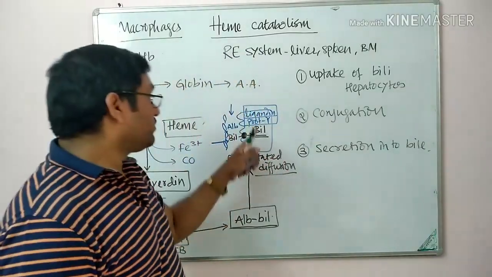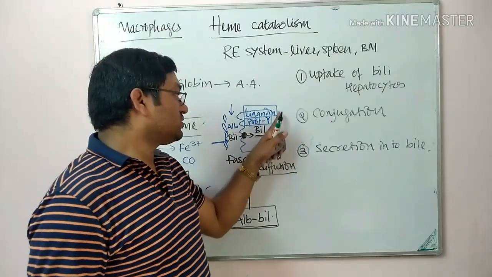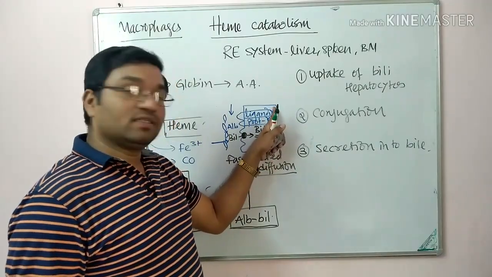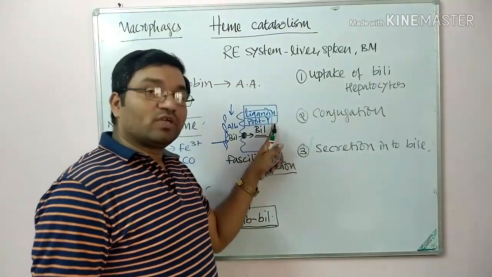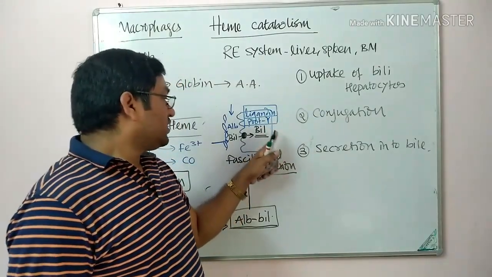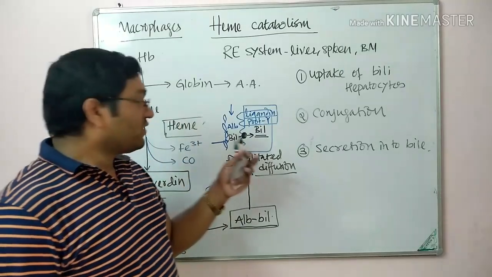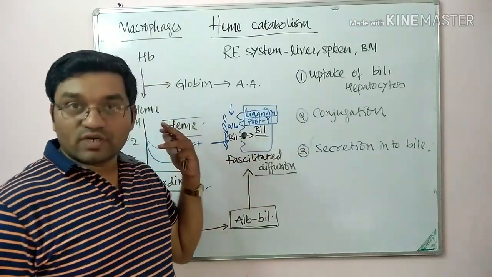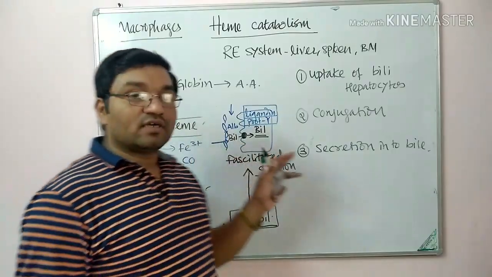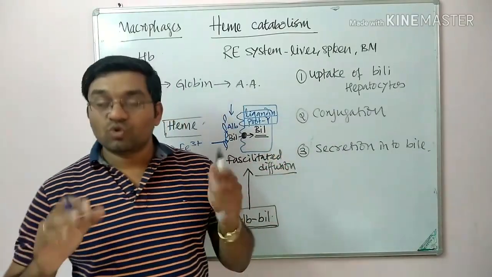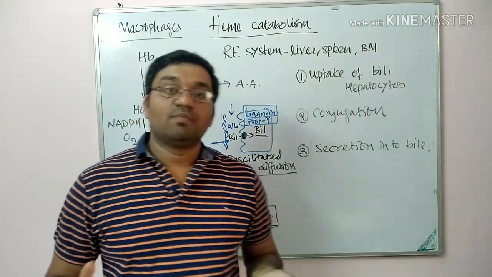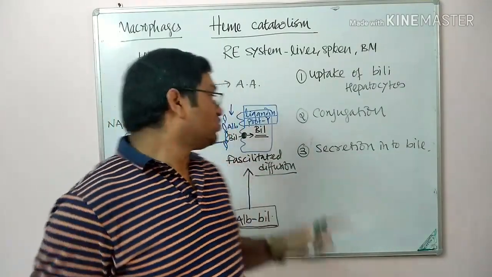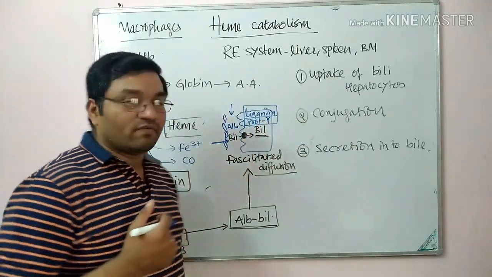So there are two important functions of these intracellular proteins. The first one is the ligandin and the second one is the protein Y. They prevent the backflow, or the efflux, of bilirubin towards the blood, and second, they keep the bilirubin in a solubilized state before the conjugation. So these are the two important functions of ligandin and protein Y.